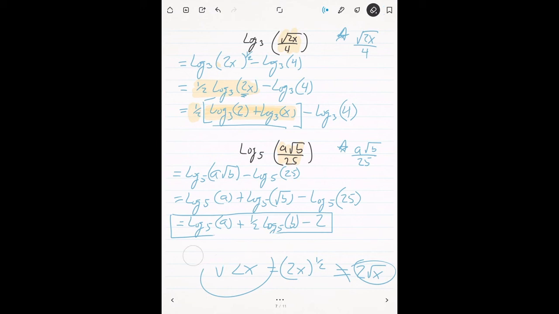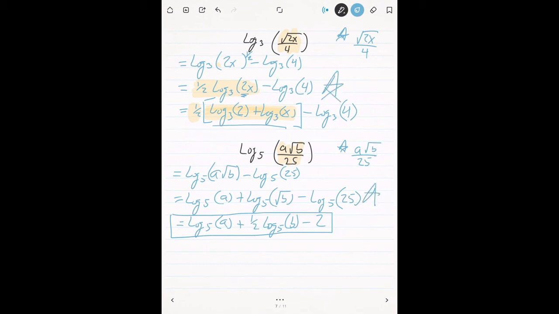So hopefully you're seeing why the second step in each problem is a little different. So here I've just separated the a and the root b, and then the square root of b is really, if you remember from working with radicals, just b to the 1/2 power. So that's why I moved the 1/2 out front, and we're left with this final expression.